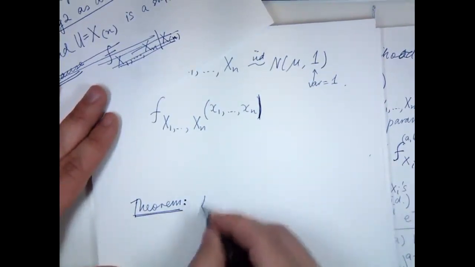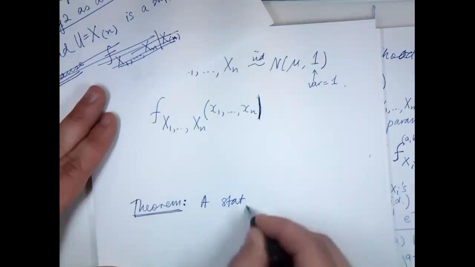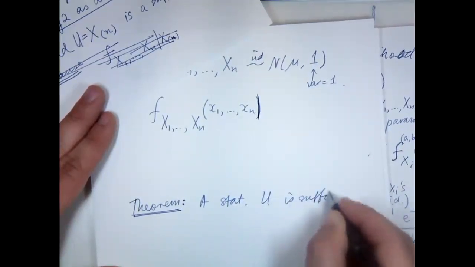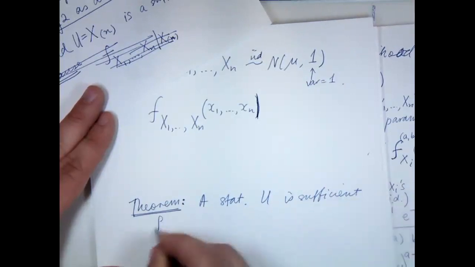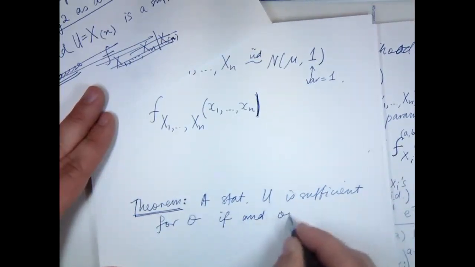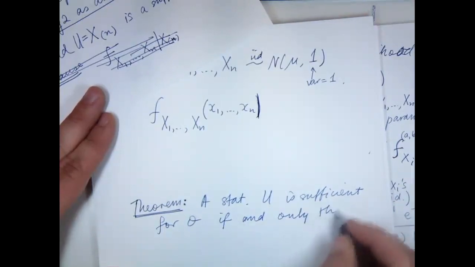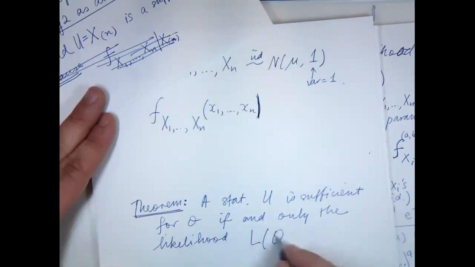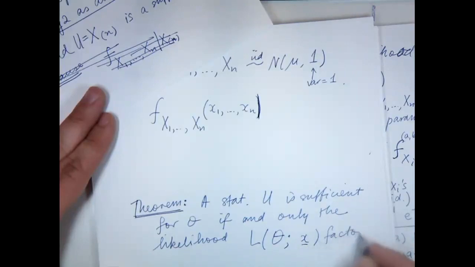A statistic U is sufficient for theta if and only if the likelihood factorizes in the following fashion. The likelihood of theta given x factorizes as follows.